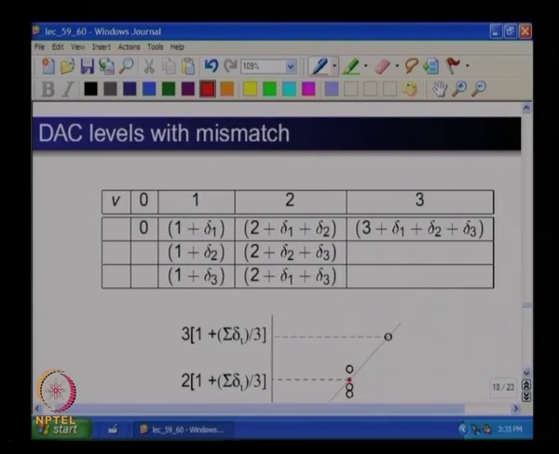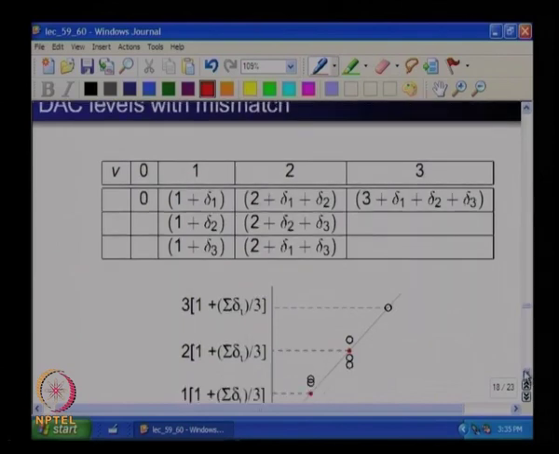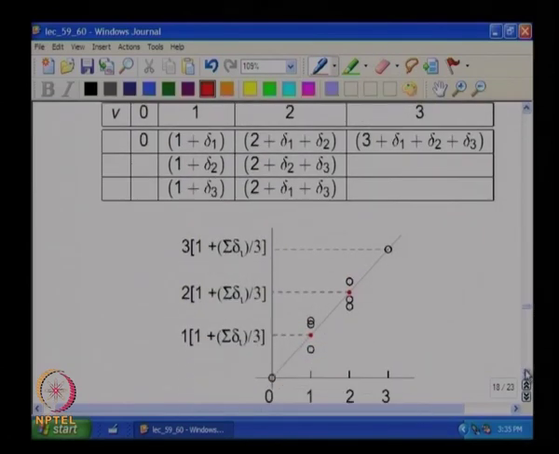Okay. So, there are 3 unit elements. Please note that again, as I said, this line of thought is somewhat more ad hoc than the clean set of reasoning that leads to the tree structured mismatch shaped DAC, all right.